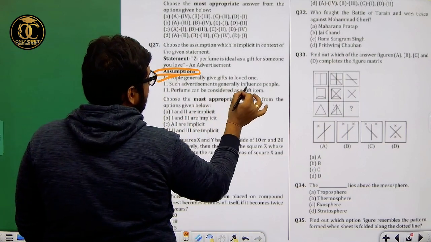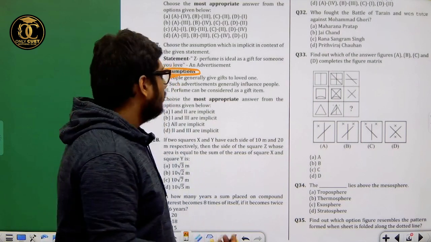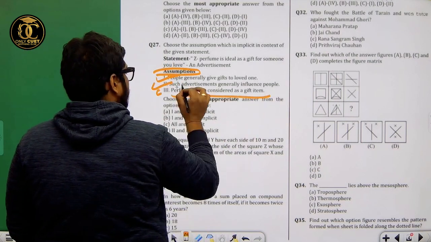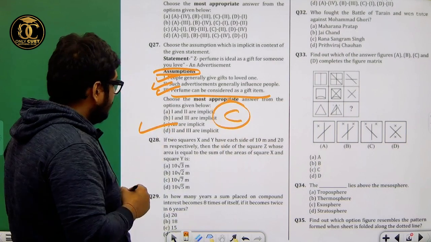Such advertisements generally influence people. That is why advertisements are done, so that people can be influenced. Very correct. Perfumes can be considered as a gift item. Very correct. So all are implicit. So option C is the correct one.